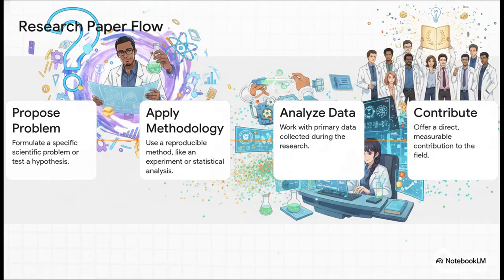The flow for a research paper is pretty straightforward. You start with a specific problem or a hypothesis, then you use a rigorous, reproducible method to collect your own primary data. And the result is a deep, detailed analysis where you are fully responsible for the findings. It's a direct contribution to the field.